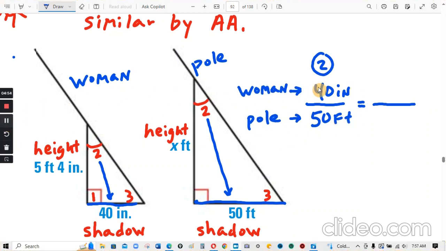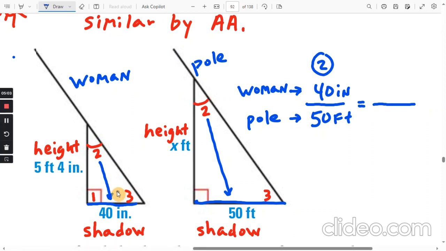All right, so the numerators for the woman, the denominators for the pole. And now look at the other side length given. Okay, across from angle 3, we have 5 feet 4 inches. So I'm going to label this fraction 3. And the one for the woman across from angle 3, that's 5 feet 4 inches.